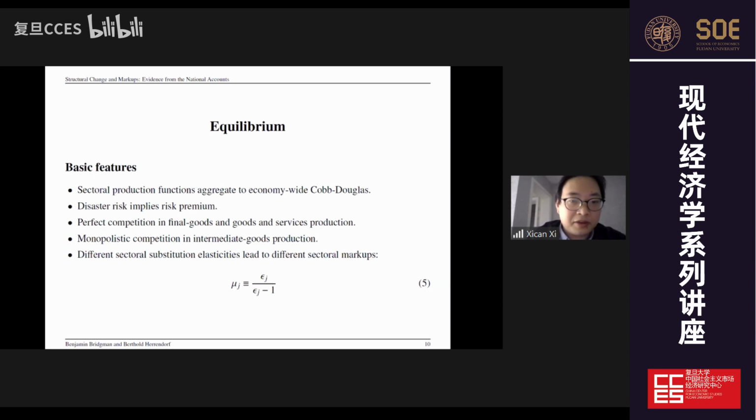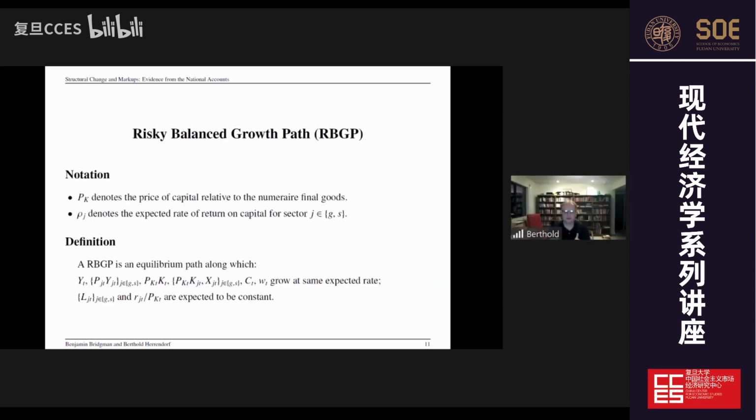Okay, now risky balanced growth path. So we're going to denote by PK the price of capital relative to the numeraire final goods. Final goods price is 1. And we're going to denote by rho J the expected rate of return on capital in sector J. So then a risky balanced growth path is essentially a balanced growth path where in expected terms, everything grows at a constant rate and actually will grow at the same rate.